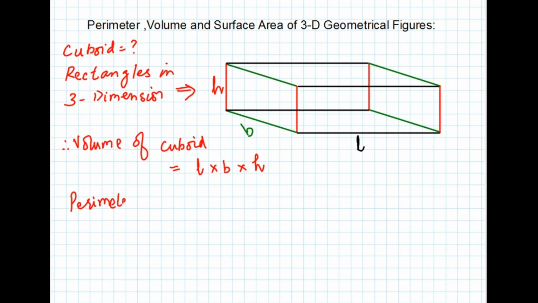Perimeter, here we can see that there are 4 lengths denoted by L. So perimeter is equal to 4L plus. Now if we see the cuboid, then there are 4 breadths as shown. So perimeter is equal to 4L plus 4B. Now again, if we noticed the cuboid, there are 4 heights. Therefore, the final formula of perimeter of cuboid is equal to 4L plus 4B plus 4H.